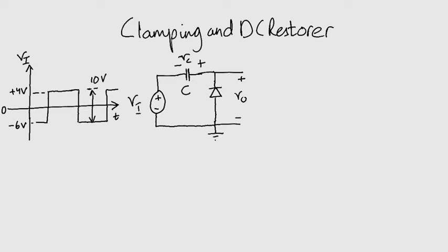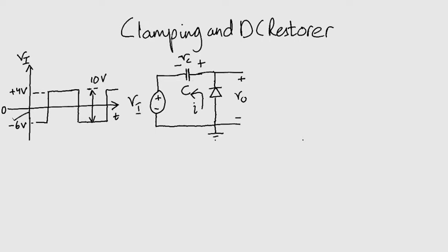This polarity reflects the direction of current, which depends on the diode connections. Remember that the diode allows current to be conducted in one direction. The capacitor voltage magnitude is equal to the most negative peak in the input signal. We can see it is 6 volts here.